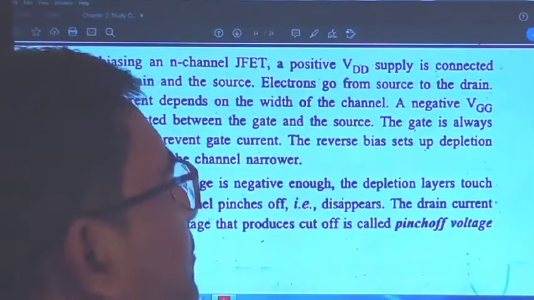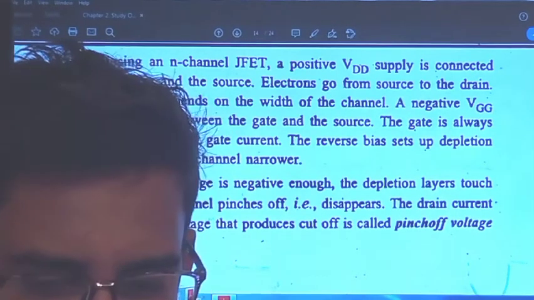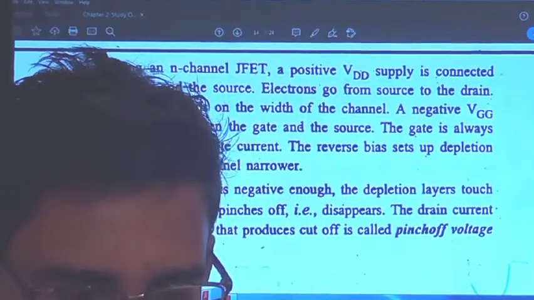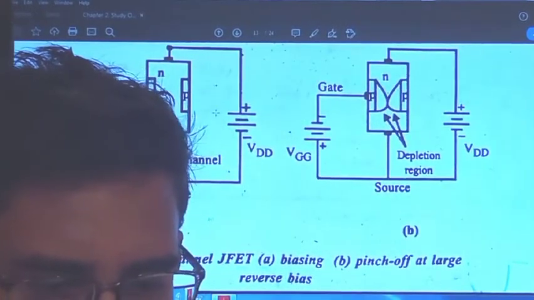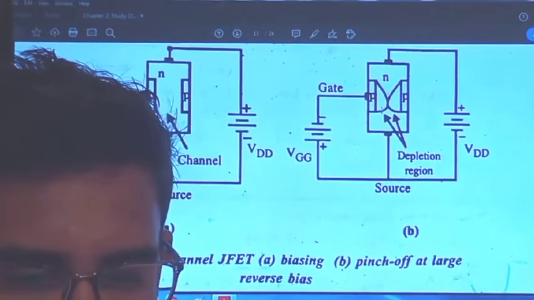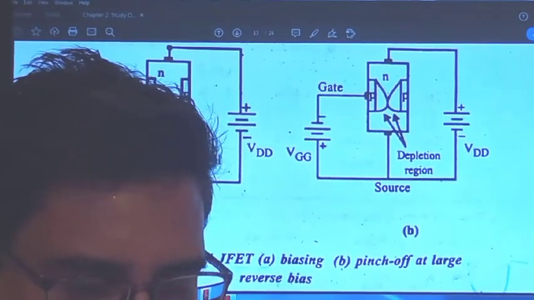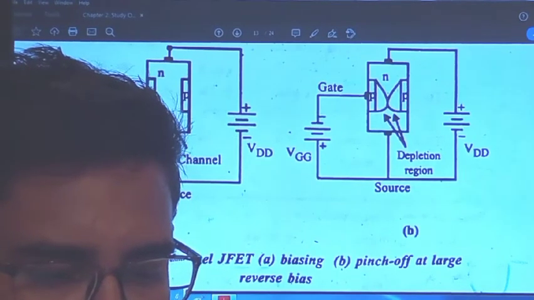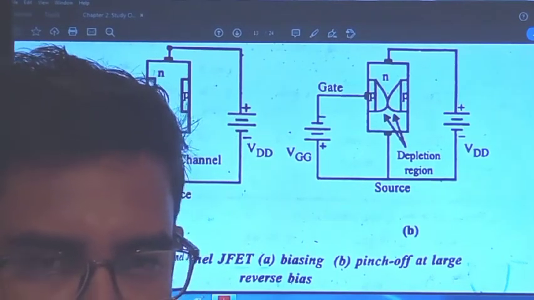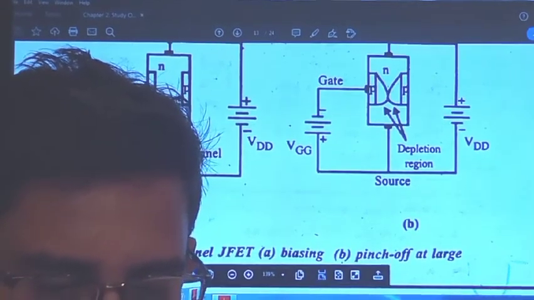The drain current depends upon the width of that particular channel, whatever width has occurred. This one is the width. Okay, so here the depletion region and the pinch-off value for the large reverse bias, and here the biasing has occurred. Okay.